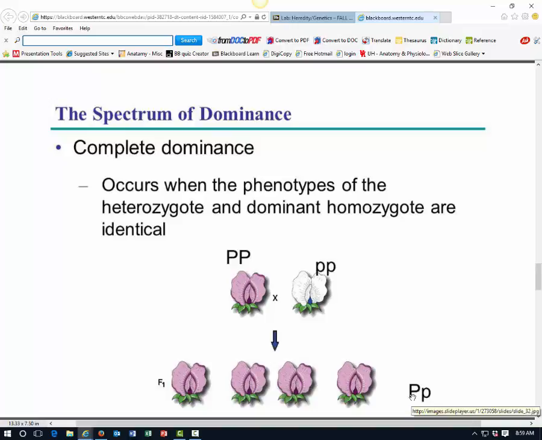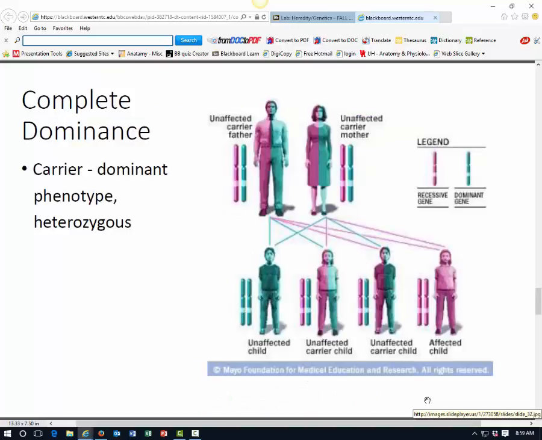So if the capital P is present in the genotype, it suppresses that recessive trait, the white flower color in this case. So the heterozygous individual carries the recessive allele, but it does not express that recessive allele in the phenotype. So in complete dominance patterns of inheritance, we call a genetic carrier someone who carries the recessive allele but does not express that recessive allele in any shape or form.